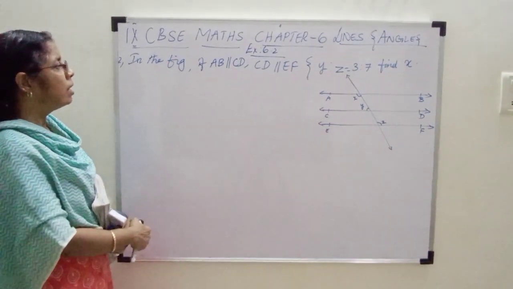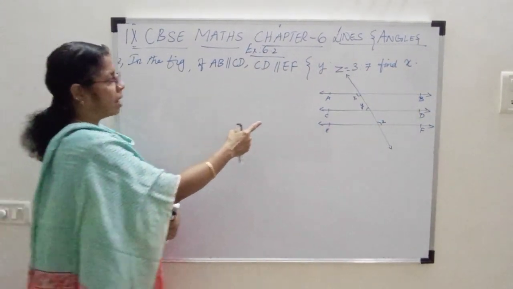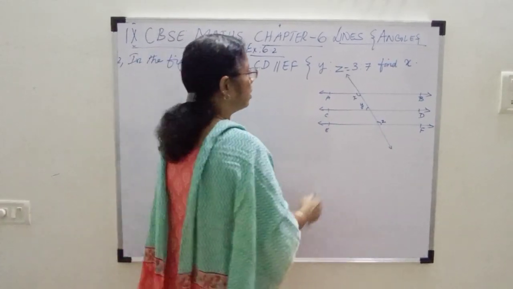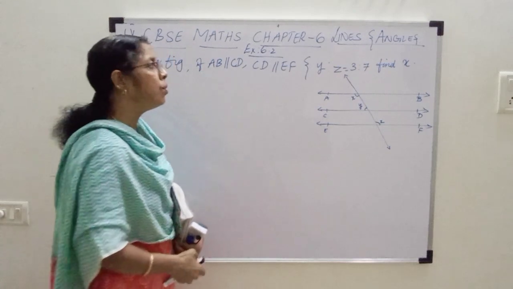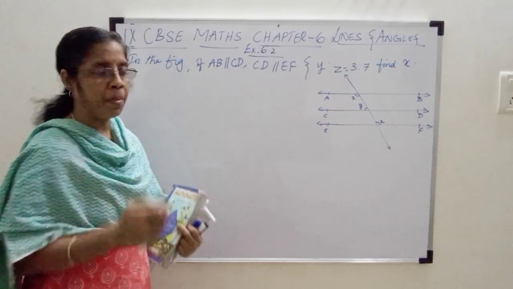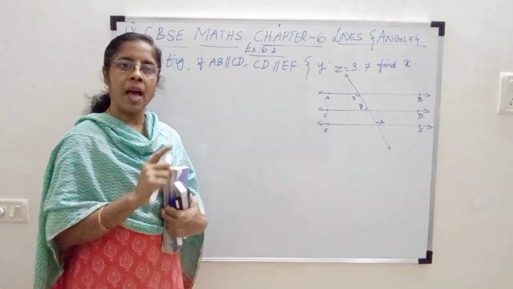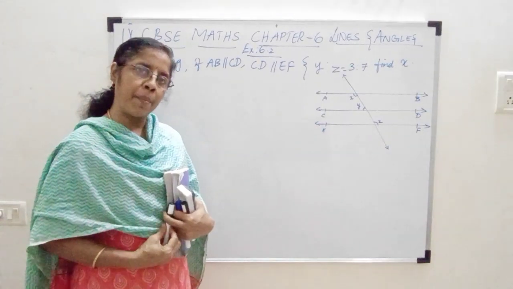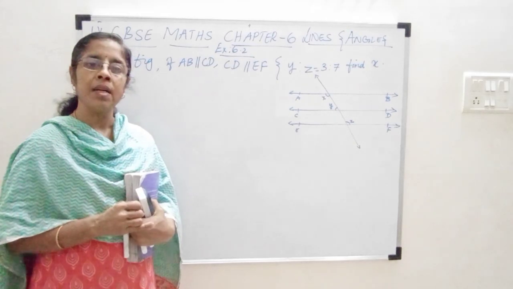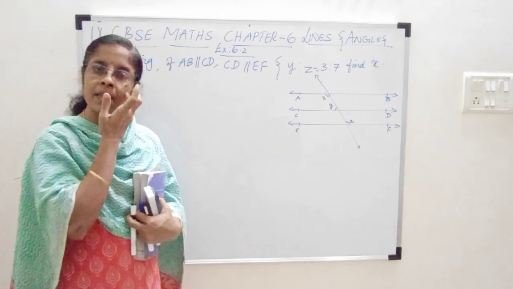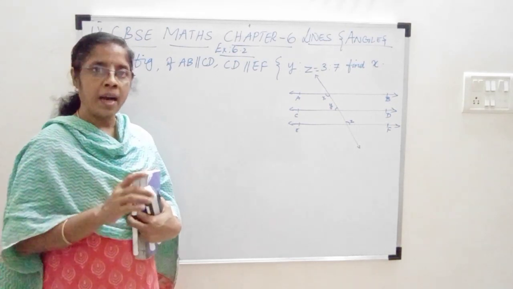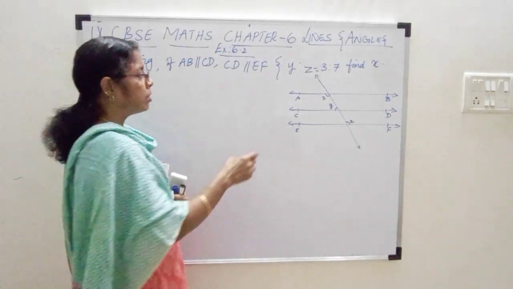In the figure, AB is parallel to CD, CD is parallel to EF, and given that the two angles Y and Z are in the ratio 3:7, we are supposed to find out the angle X. Remember, if parallel lines are intersected by a transversal, you have corresponding angles, alternate interior angles, alternate exterior angles, vertically opposite angles. So 4 types of angles you'll have, and I think you remember those things. You are supposed to find out X.